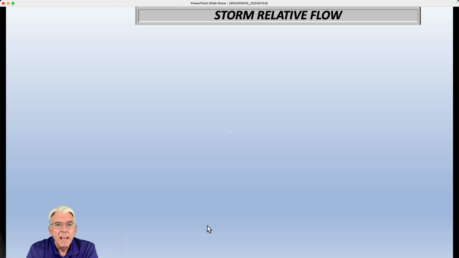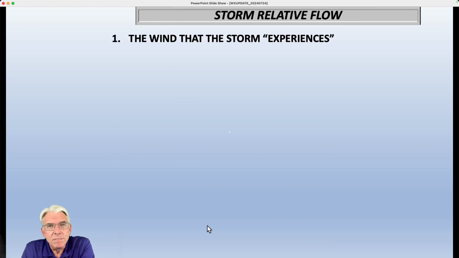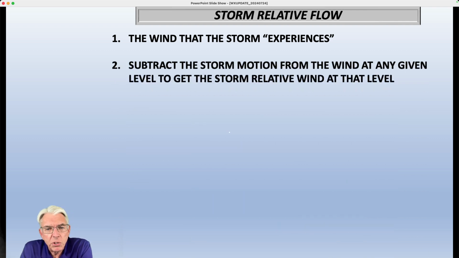So let me put myself down here in the corner, and we're going to be taking a look at, again, the wind that the storm experiences. The storm is moving along in the flow, but if you take out the movement of that storm, the flow that it's embedded in, then you see how the storm is actually experiencing the environment, and that's what we actually want to look at. So you subtract the storm motion from the wind at any given level to get the storm relative wind at that particular level.